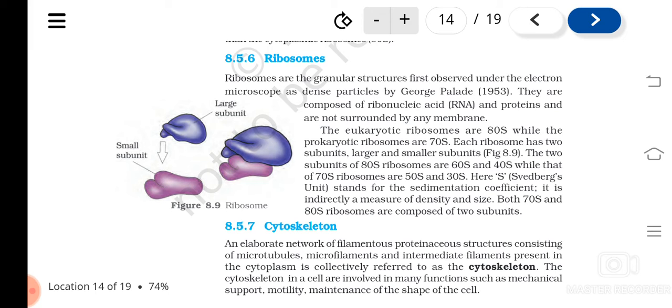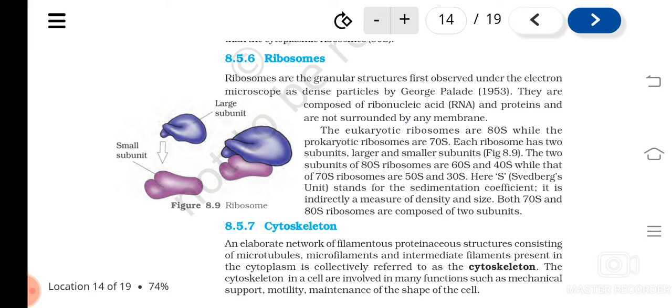And each ribosome exists as two subunits, a larger subunit and a smaller subunit. The two subunits of 80S, which is of the eukaryotic cell, are 60S and 40S. And the 70S ribosome is the characteristic feature of the prokaryotic cell. It is 50S and 30S. The larger subunit will be 50 and the smaller subunit will be 30.